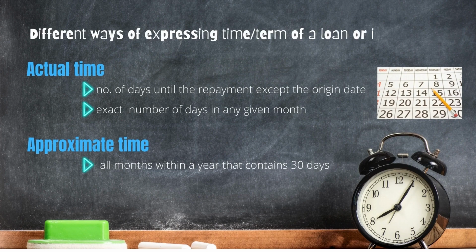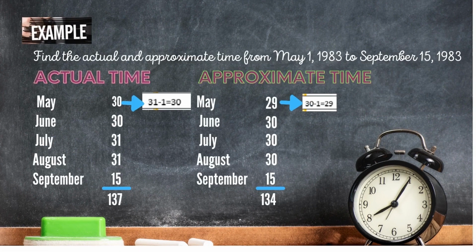In computing for either simple and compound interest, time is always required. That's why it's important for us to know the actual and approximate time. For the actual time, we use the Gregorian calendar, which consists of 12 months with a specific number of days. So here, actual time is the exact number of days in any given month, while approximate time means all months within a year contain 30 days.